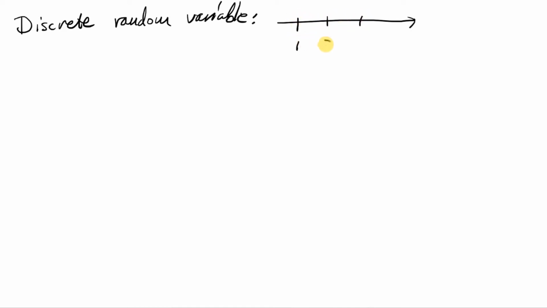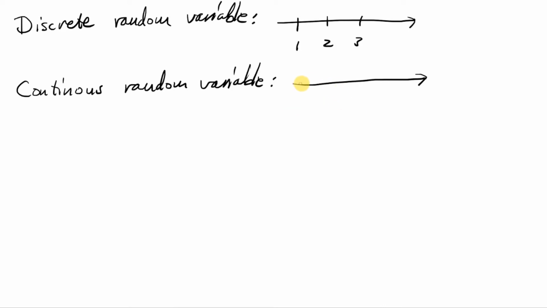A discrete random variable has outcomes that are discrete numbers on the number line. For example, 1, 2, 3, or 6, 18, or 24. So there are no values in between. With a continuous random variable, you can get any outcome in an interval. For example, you can get any value between 1 and 2.